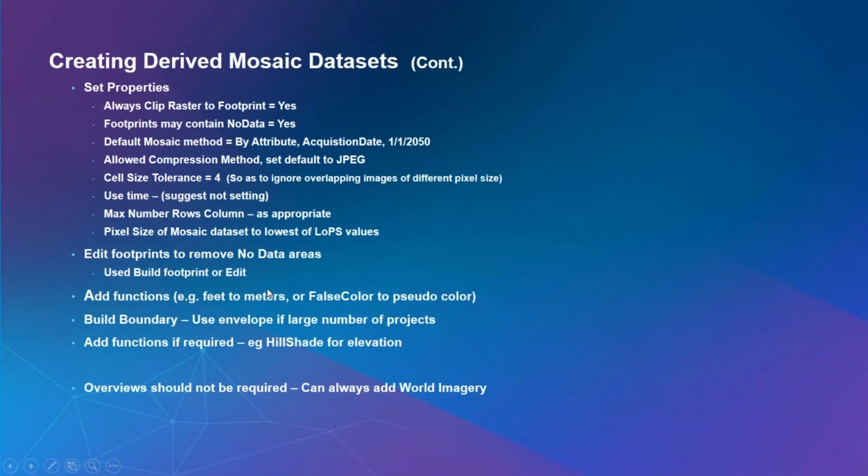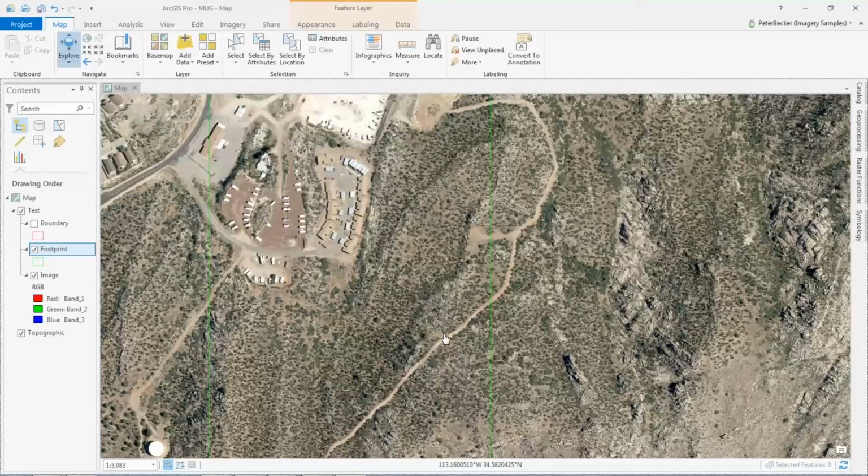edit the footprints to remove things like no data areas. So if there are areas which have no data, you can just go to the editor capabilities and edit the footprint either manually or use the build footprints tool to edit the footprints.